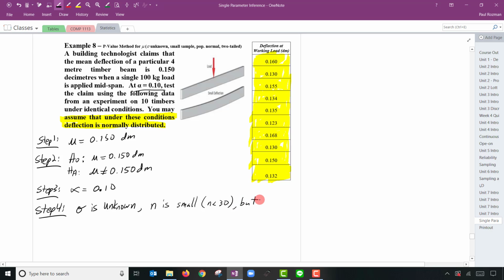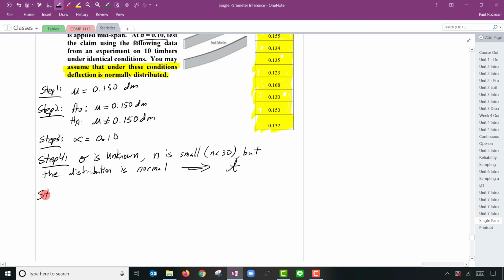So the distribution is normal. So our sample means will follow the t-distribution with n-1 degrees of freedom. Now we can do our step 5, which is our test statistic, x bar minus mu, over s over root n.